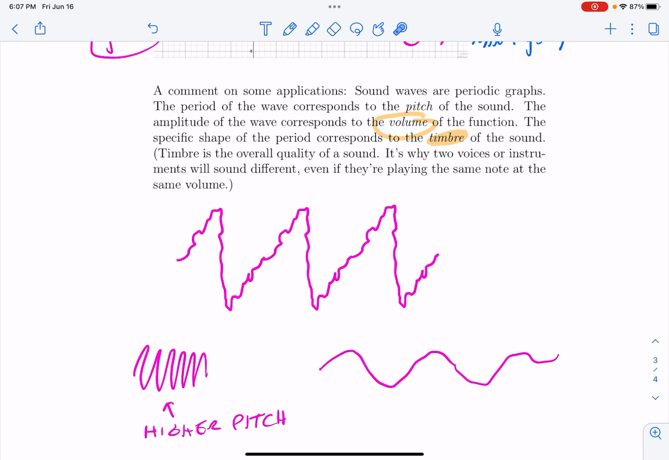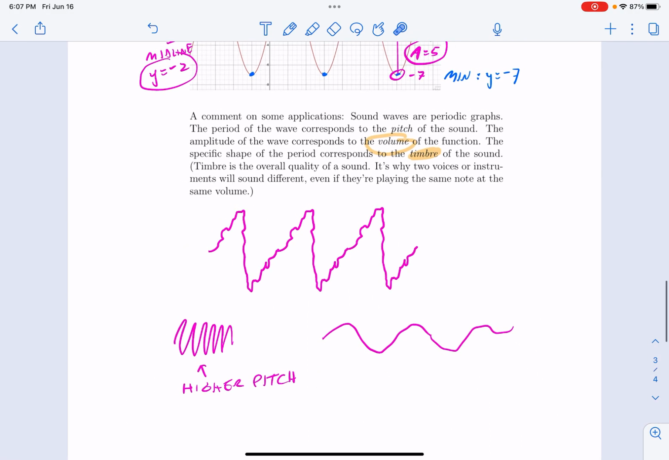So this is just a quick understanding of how some of this is related to things you already know. If we have a periodic graph that represents a sound wave, different things we notice about that wave correspond to different things that we would hear in that sound. All right, so that's basically it.